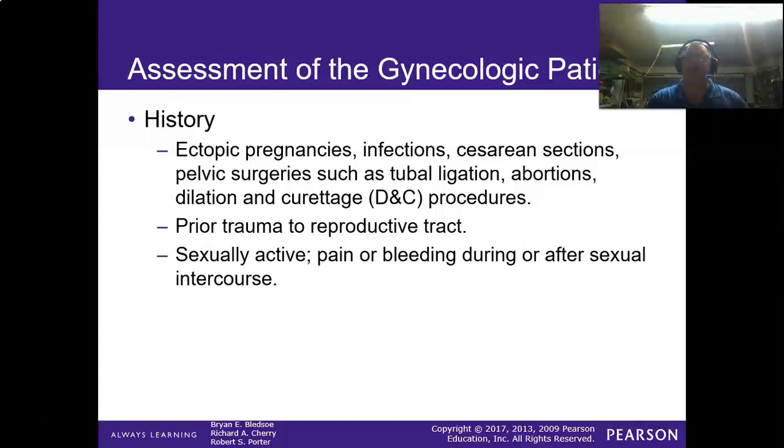Abortions, dilation and curettage. This is when they scrape the uterine lining on the inside to help with endometriosis or endometritis. Usually with endometriosis, they'll scrape this lining out to help relieve some of the symptoms. So you'll ask them if they've ever had a D&C procedure, and if they've had any prior trauma to the reproductive tract. That's kind of important, especially when they've done something they shouldn't have been doing. Are they sexually active? Do they have any pain or bleeding during or after sexual intercourse? I think that's very important.